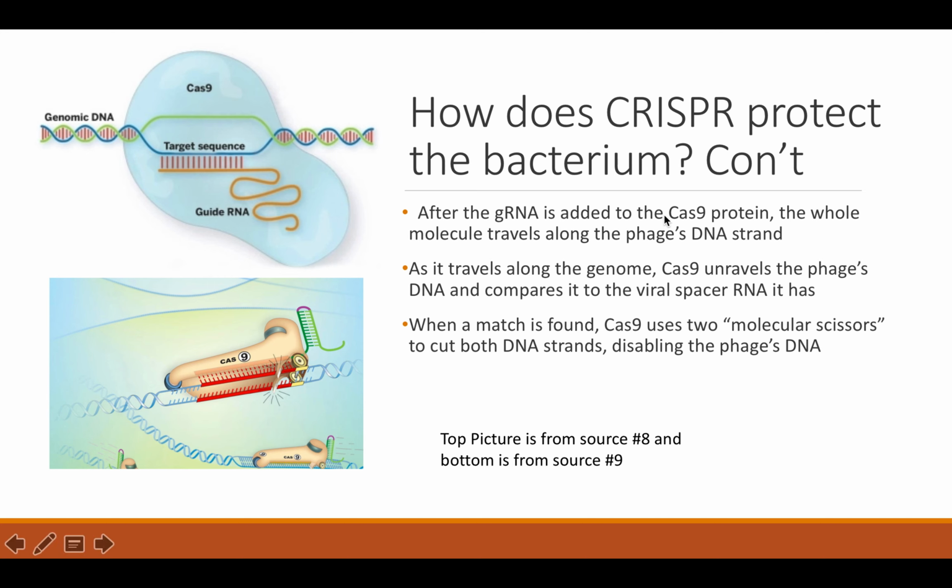So like I said, after the guide RNA is added to the Cas9 protein, the whole molecule travels along the phage's DNA strand, and as it travels along the genome, the Cas9 unravels the phage's DNA and compares it to the viral sequence DNA. When a match is found, the Cas9 uses its 2 molecular scissors to cut the DNA. So it will travel along and find where this viral DNA matches. If it's being attacked by this one phage that has a repeat for it, it would travel along and find the sequence where it matches, and then it would cut it, and it would cut all the places that it matches, and that would cut apart the DNA, and then you wouldn't have functioning viral DNA anymore.